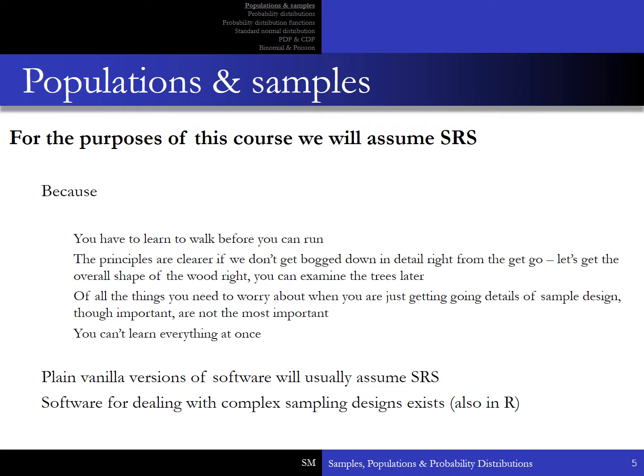Another reason is, of all the things you need to worry about when you're just getting going, details of sample design, though ultimately they're rather important, they're not the most important thing that you need to concentrate on at this stage. And finally, you can't learn everything at once. A very pragmatic reason is that plain vanilla versions of software will usually assume that a sample has been generated by simple random sampling. Though, of course, software for dealing with more complex sampling designs, such as the ones that we've mentioned, also exist, even in R.